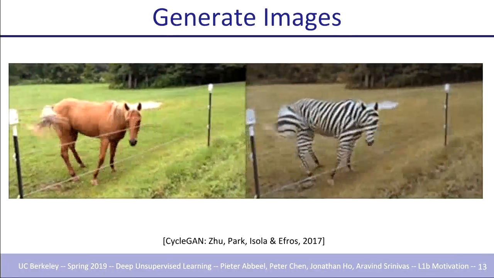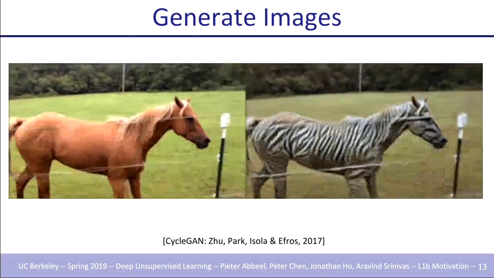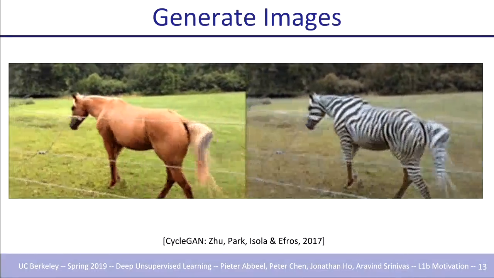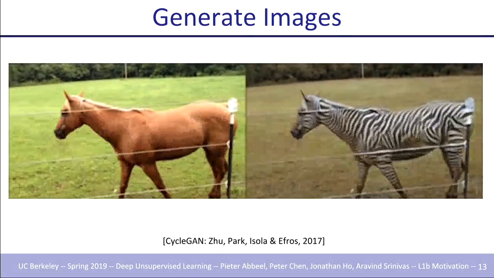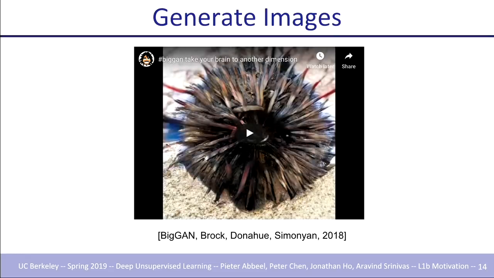Here's another example. This would fall under the kind of self-supervised learning type learning here. The video on the left is the original. The video on the right is automatically generated. And you can turn any video of zebras into horses, or the other way around. Oh, that was very fast.